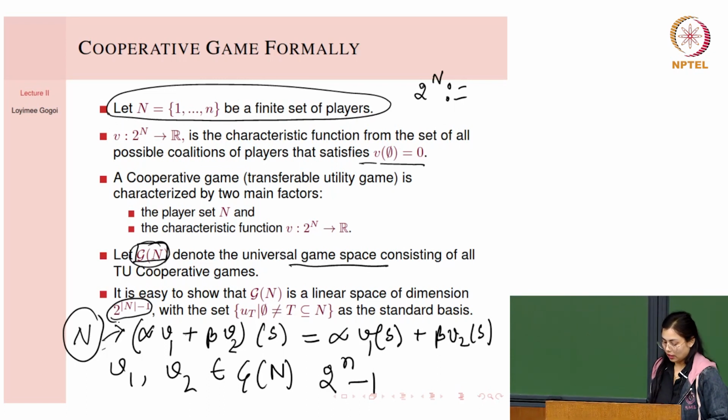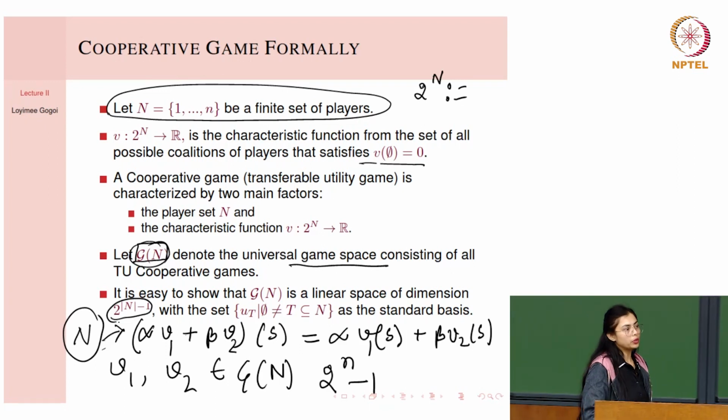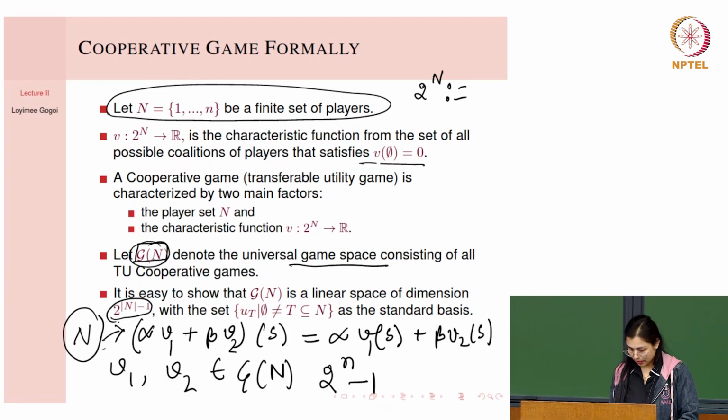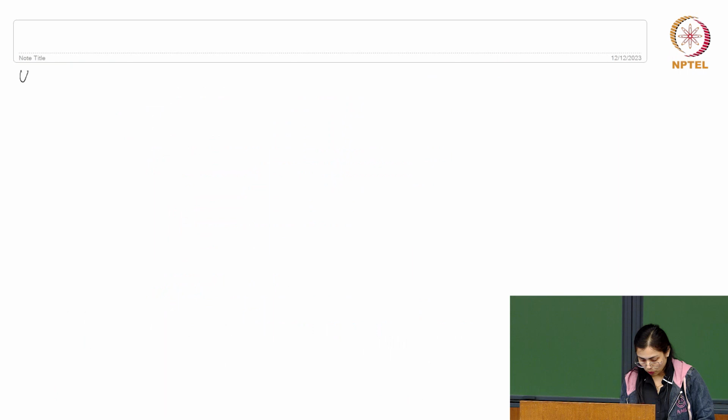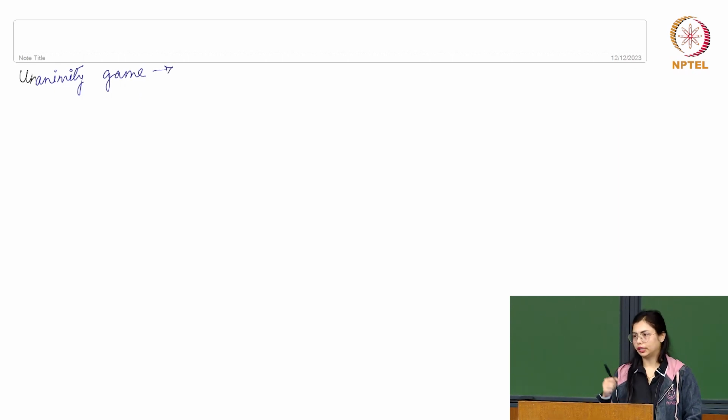Now this is a linear space, let's talk about its basis. So we have 3 different kinds of bases here. One game we call the unanimity game. So let's see how it's defined. It's one kind of basis for the linear space.